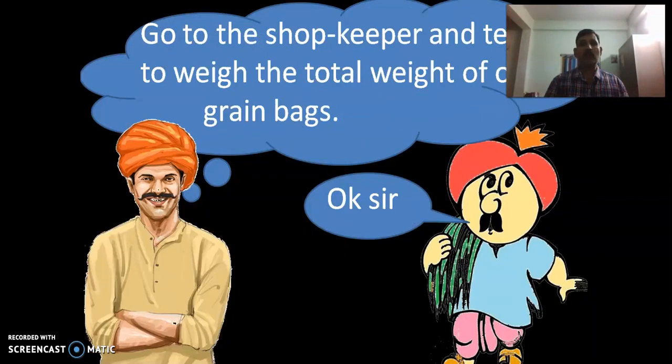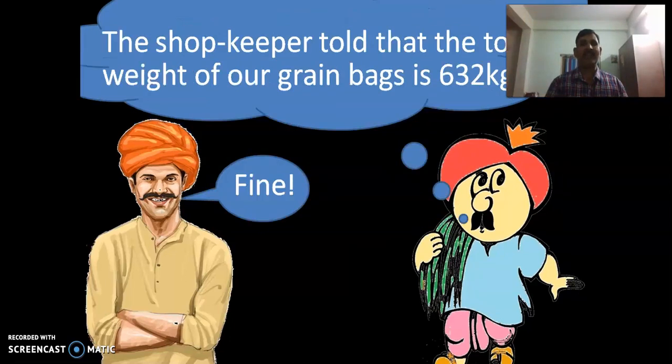He told his servant, go to the shopkeeper and ask him to weigh the total weight of our grain bags. And the servant said yes. After returning from the shop, the servant said the shopkeeper told that the total weight of our grain bags is 632 kg. And the farmer said fine.